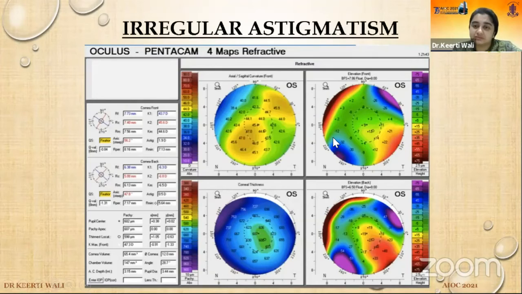So if this patient comes to us for a refractive procedure, then we have to advise a serial follow-up. And if it is stable over even 1 year, then we can take them up for a surgery, not otherwise. Otherwise, if there is a progression, then it has to be treated accordingly.